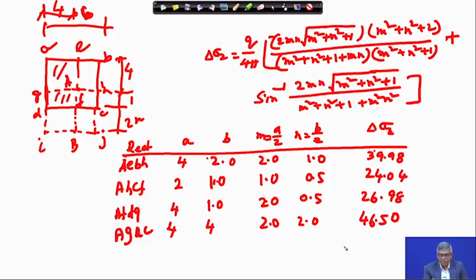46.50. So, that means the pressure at this point is the pressure because of this, pressure because of this, pressure because of this, pressure. So, all 4 I have taken. So, that means delta sigma at 2 meter will be equal to the summation of this, and that will be equal to 137.5.